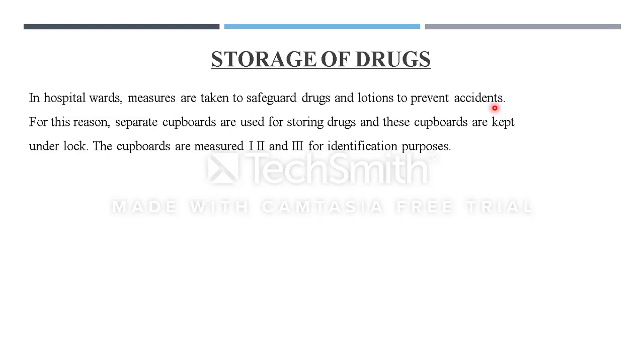So all of these drugs are kept in particular cupboards to prevent accidents. For this reason, separate cupboards are used for storing drugs, and these cupboards are kept under lock. The cupboards are numbered 1, 2, and 3 for identification purposes. Now, what is stored in these cupboards?